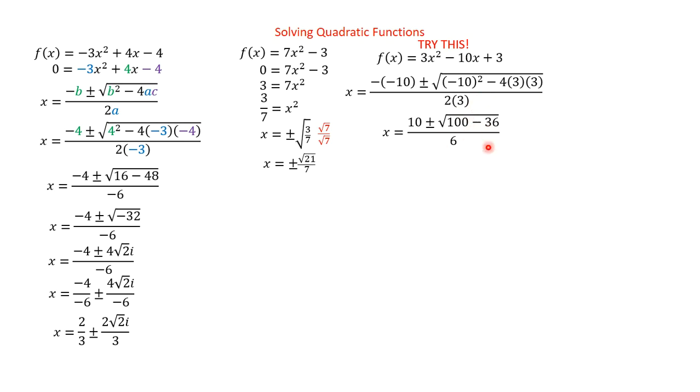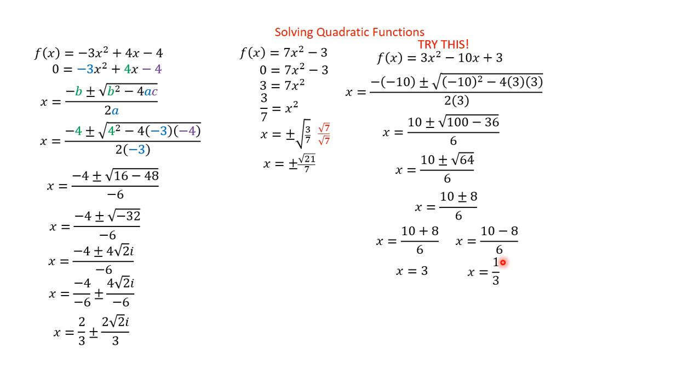100 minus 36 is 64. And the square root of 64 is 8. So we have 10 plus 8 divided by 6 and 10 minus 8 divided by 6. 10 plus 8 is 18 divided by 6 is 3. And 10 minus 8 is 2 divided by 6 is 2/6 or 1/3. So this one's 3, and this one is 2 over 6, which is 1/3. So x equals 3 or 1/3.